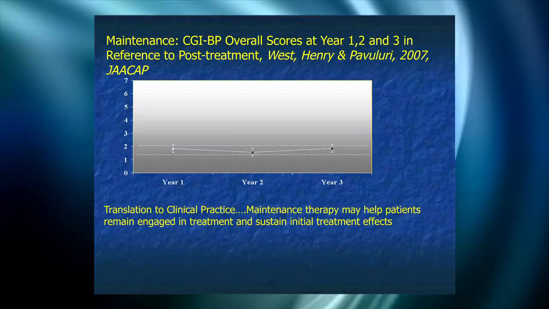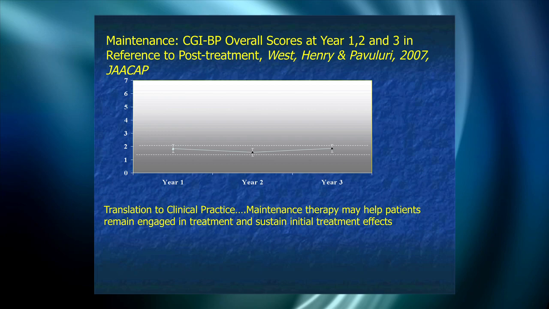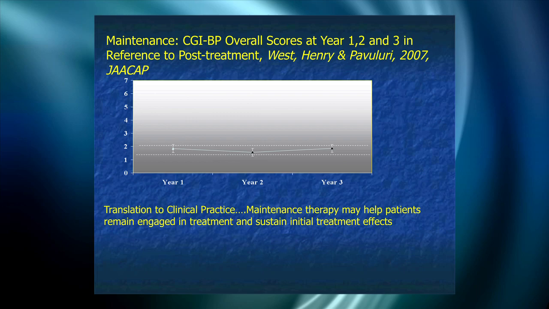So then they took those 34 kids and followed them over 1, 2, and 3 year follow-ups. And in reference to their post-treatment scores, you see that there's a very limited variability. They were really staying pretty stable over those 3 year follow-up. And the translation to clinical practice that Dr. West discusses, maintenance therapy may help patients remain engaged in treatment and sustain initial treatment effects.